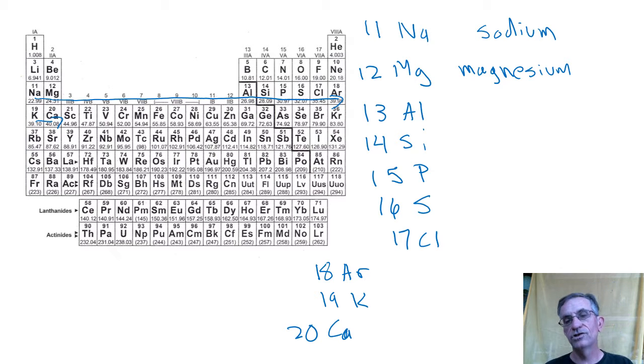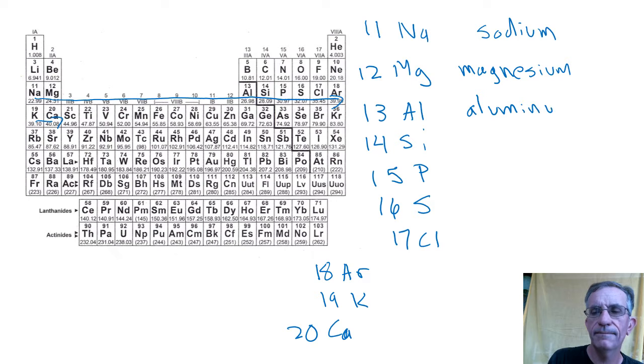We move on to Al. What can I tell you about Al? They make airplanes out of it. It's a really light metal. You probably have some in your kitchen, some foil made out of it. Aluminum. Aluminum foil.